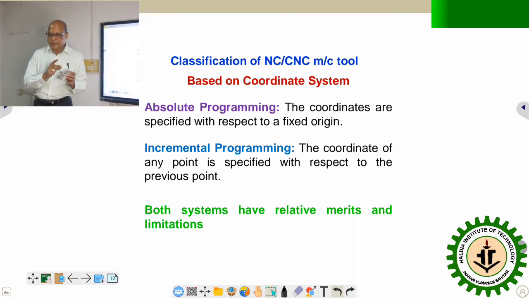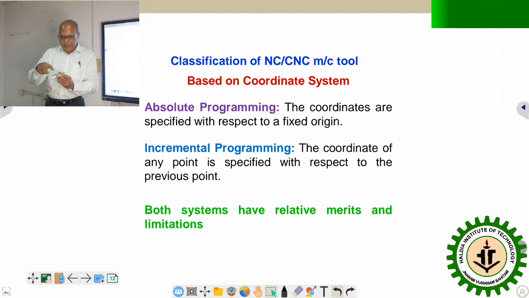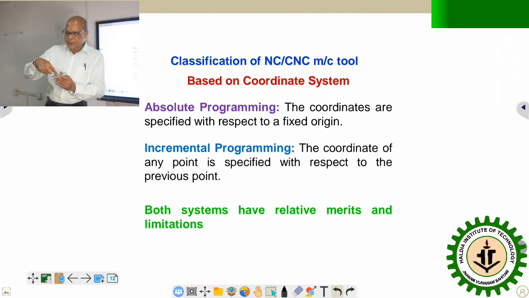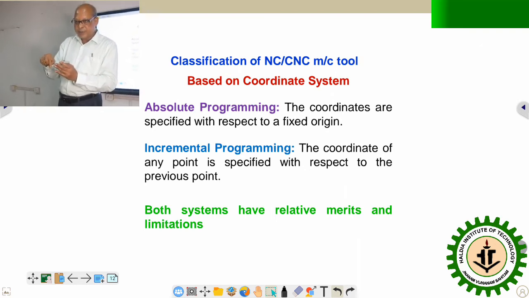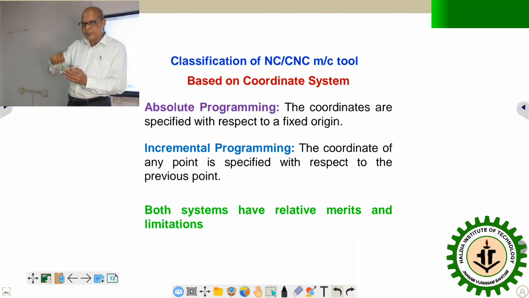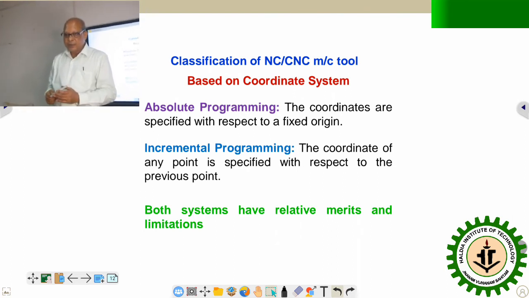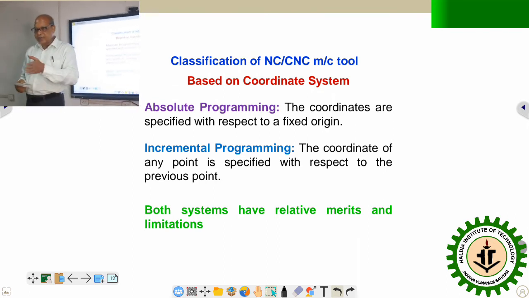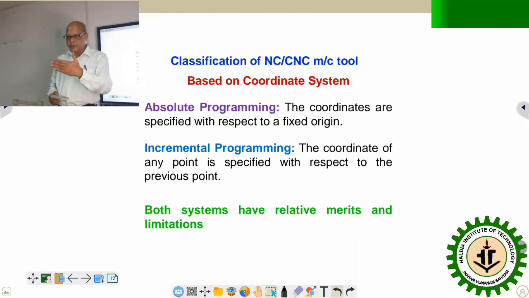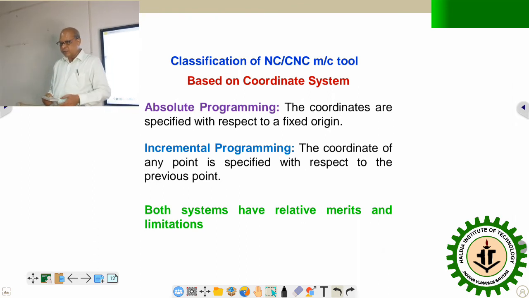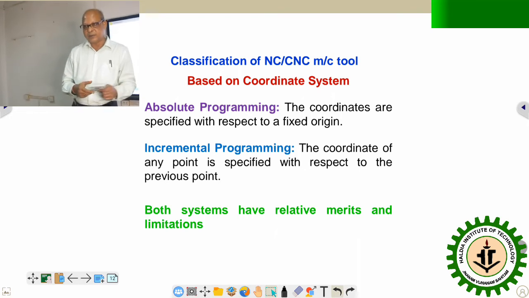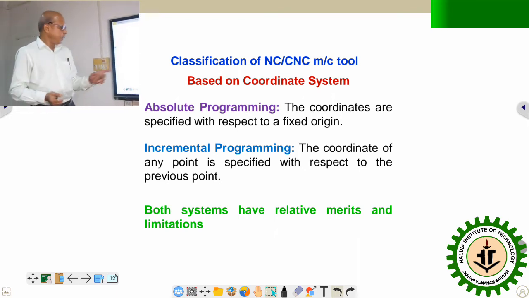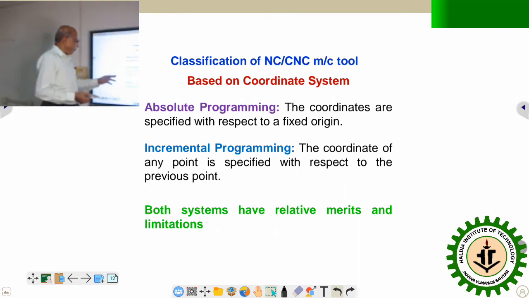In that case, if you follow the incremental mode, as I told in the example, suppose your problem or interruption took place in the fifth block. In case of absolute, you can start from the beginning of the fifth block. But in case of incremental mode, you have to start from block number 1. That means material has already been eliminated in blocks 1, 2, 3, 4 depending on your composition. So a lot of idle time will be consumed in the incremental mode. That is the deficiency of incremental programming.